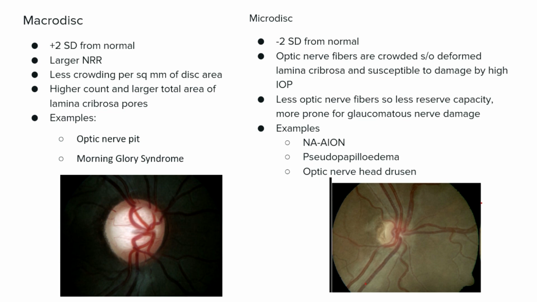Now microdiscs are minus 2 standard deviation from the normal. Optic nerve fibers are crowded, suggestive of deformed lamina cribrosa and susceptible to damage by high IOP. There are fewer optic nerve fibers, so they have less reserve capacity and are more prone to glaucomatous nerve damage. Examples are non-arteritic anterior ischemic optic neuropathy, pseudopapilledema, and optic nerve head drusen. This is a macrodisc and this is a microdisc.